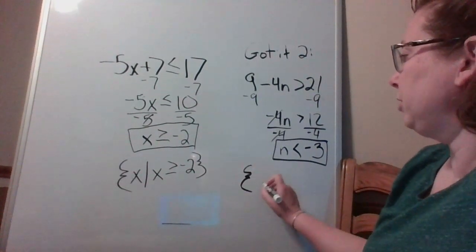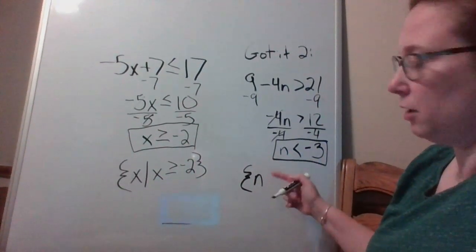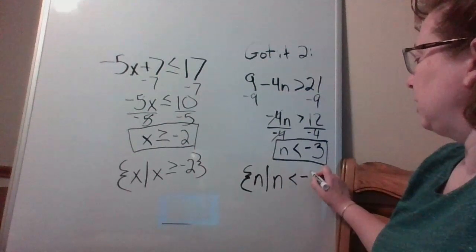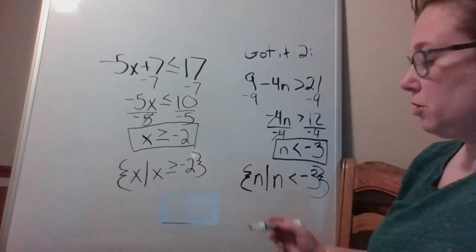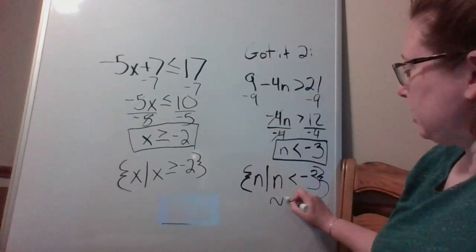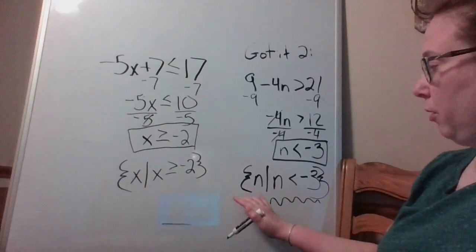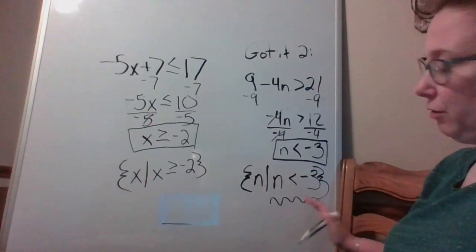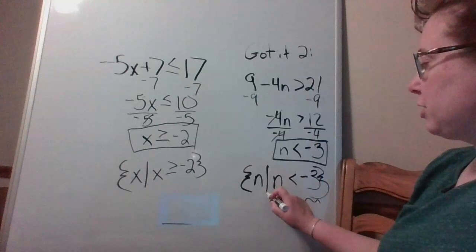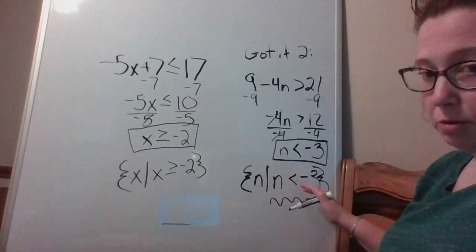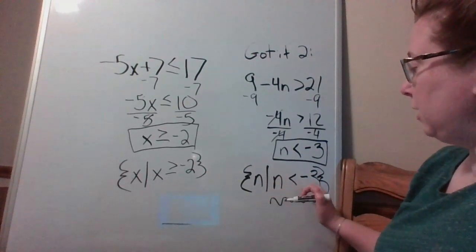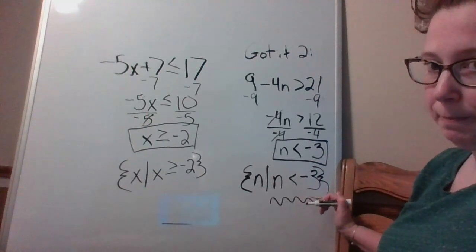I'm going to say all real numbers n, because our variable is n here, such that n is less than negative 3. Before, in part A of this chapter, we were solving this out and just getting this part. So all we're doing is adding that set builder notation around it with our brackets, saying all real numbers x or n such that n, and then you say what your answer is. So we have all real numbers n such that n is less than negative 3.